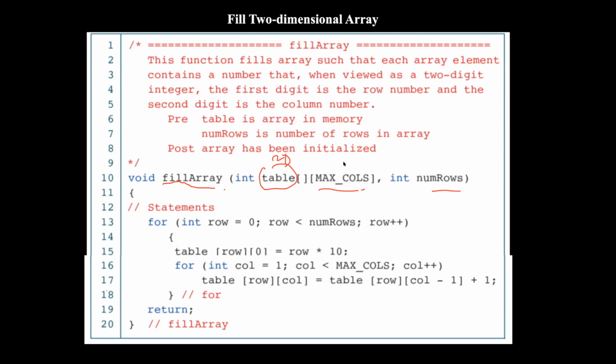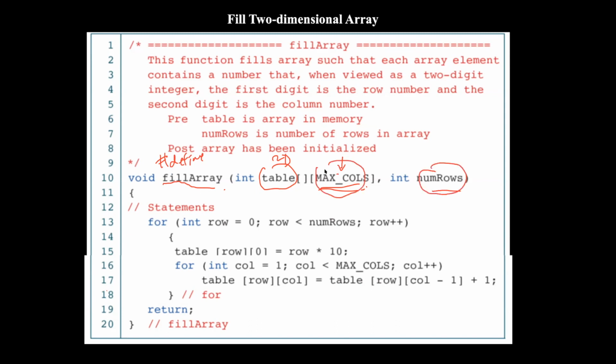The second thing is the number of columns, represented by this constant. I don't know where this is defined, but you have to assume that this max column is defined as some sort of constant. This could be a pound-defined constant, or it's simply a constant declared globally, outside of this function. So there's a number associated with it.